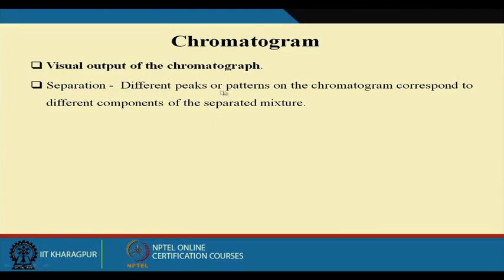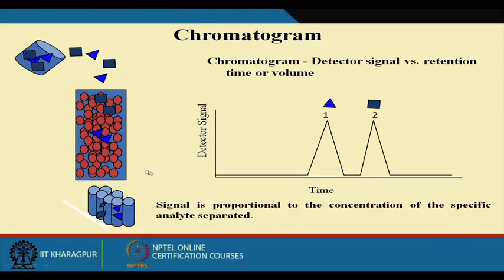The separation, different peaks and pattern of the chromatogram correspond to the different components of the separated mixture. Here the picture is very clear. Suppose this is a mixture of two particles, and you can see that the configuration of the two particles is different. One is triangular and another is square. So when it passes through the column, one is separated from the other, and you will get different peaks, because first the triangle might come and second the square. So you have two retention times. Two components have two retention times.